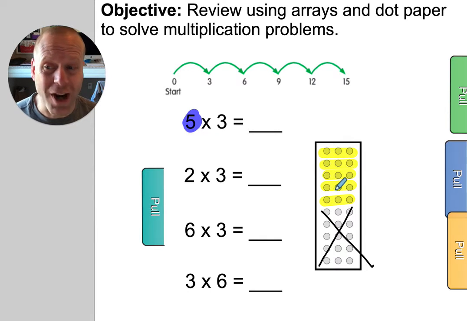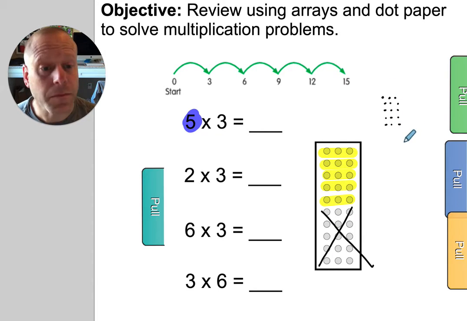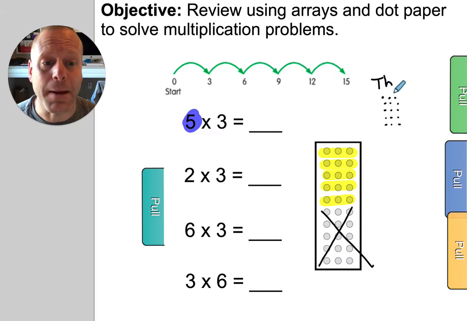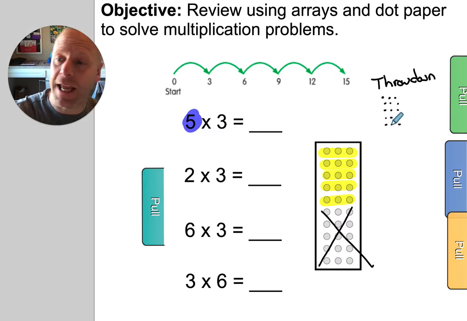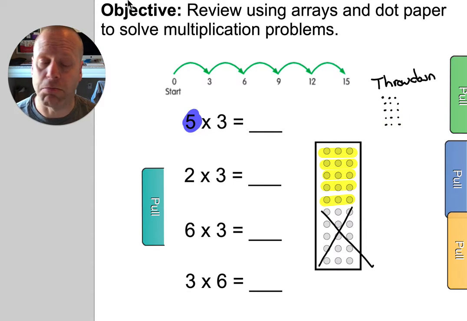If the teacher hasn't given you dot paper, you could always make your own, right? 1, 2, 3, 1, 2, 3, 1, 2, 3, 1, 2, 3, 1, 2, 3. The problem with that is it takes a little time, right? It's a lot easier to count with the dot paper provided by the teacher. But if they don't give it to you, that's part of the reason we played the game yesterday called Throwdown, because we were practicing making arrays just like this.